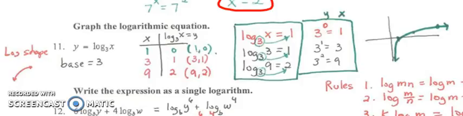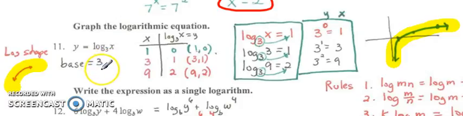In problem number 11, we are going to graph a log equation. So my log equation is an inverse of exponential. It's going to have this shape, which is the inverse of exponential function. So my base here is 3 because I have log base 3 of x equals y.